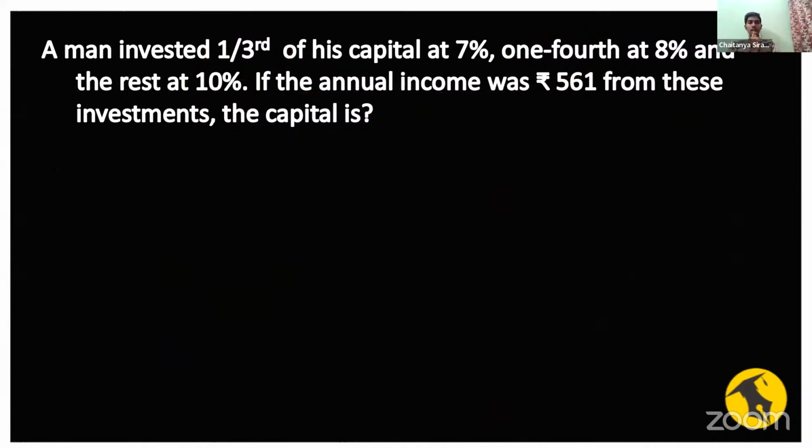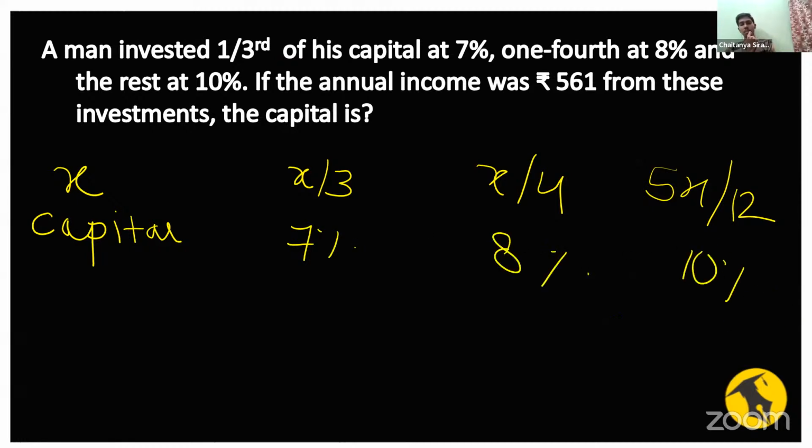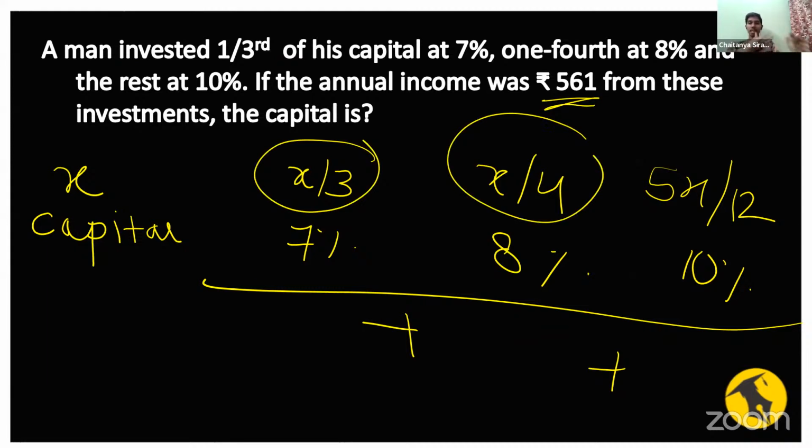I'll tell you the other way. You can start with the assumption his capital is x. So x by 3, x by 4, and whatever is left, how much would it be? 3 plus 4, 7. So 5x by 12 is his remaining. You can find 7%, 8%, and 10%. You can add these three and say it is 561. But the only problem is when it comes to fractions and then percentages, it just gets a little difficult to solve. You can assume it to be 100, 10,000, or any value which you want, and you can solve. All right.